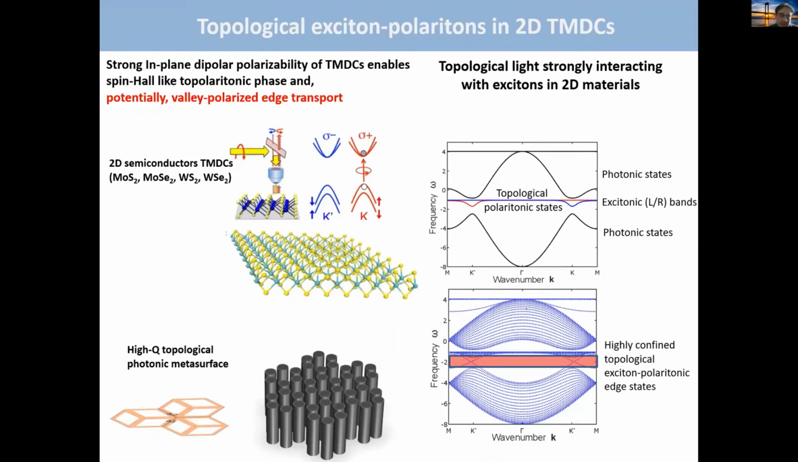So here you can see the idea that we propose to implement topological exciton polaritons with time reversal symmetry. We propose to use two-dimensional semiconductors, transition metal dichalcogenides. In particular, we'll use molybdenum diselenide. And we know that this material has very large in-plane dipole polarizability, which allows relatively easy achievement of strong coupling between photonic and excitonic degrees of freedom in heterostructures.